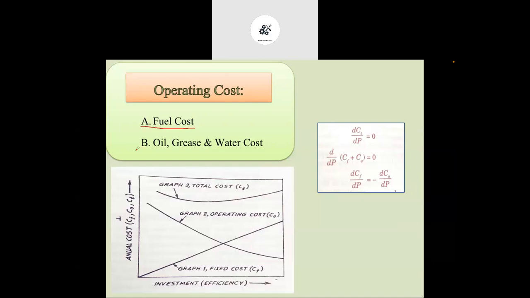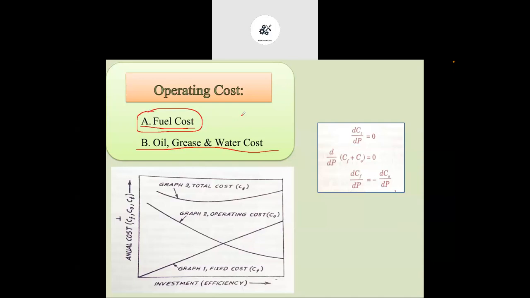Now this operating cost, we can say it is a variable cost. This operating cost consists of, one, the fuel cost and second, the oil, grease or water cost. Means whatever consumables are there, the cost of the consumables comes under the operating cost. Because regularly we require some amount of fuel to generate the electricity. Similarly, during the maintenance we require oil, grease or similar consumables. So whatever the cost related to the fuel and the maintenance, it is called the operating cost. To operate the power plant, we require some cost, that is called the operating cost.